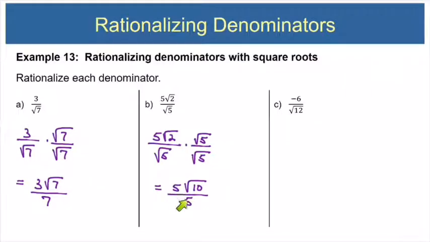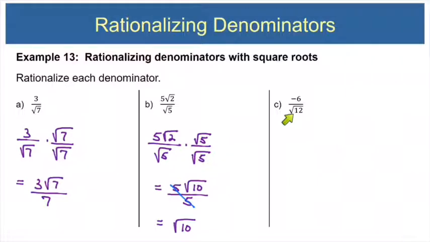So this 5 divided by that 5 is going to simplify, and our final result here will be just square root of 10. Now in part C we have negative 6 divided by the square root of 12. Notice that the square root of 12 is a radical that needs to be reduced. So we have two things that need to happen here.